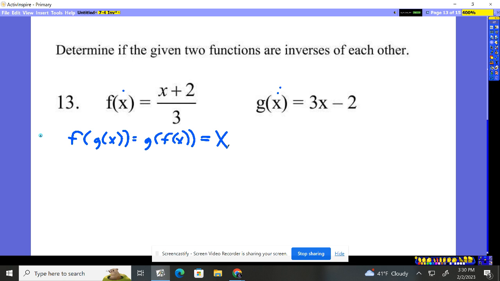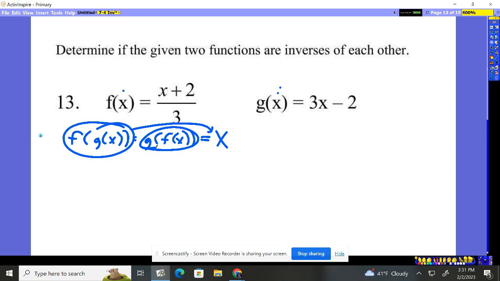Now, again, you could just take the inverse of f of x and see, does it give you g of x? And if it does, then you know you're right. But they want us to do this. So here, let's do just f of g of x and see, do we get an x? If we get an x, then yes, they're inverses. If we don't, then no, they're not. You could also do g of f of x. It doesn't matter which one you want to do.